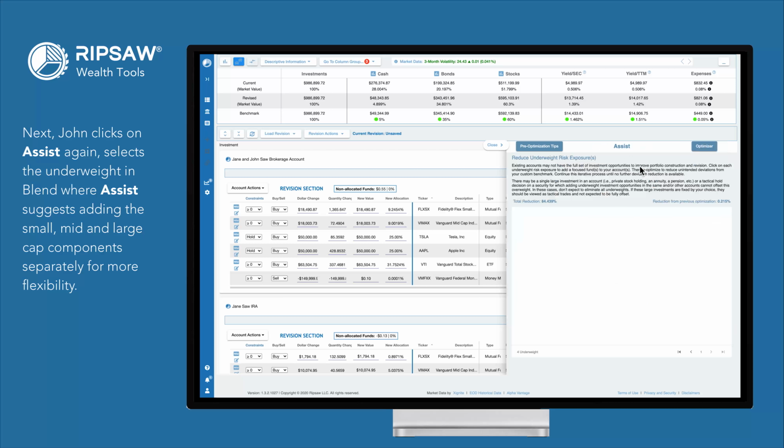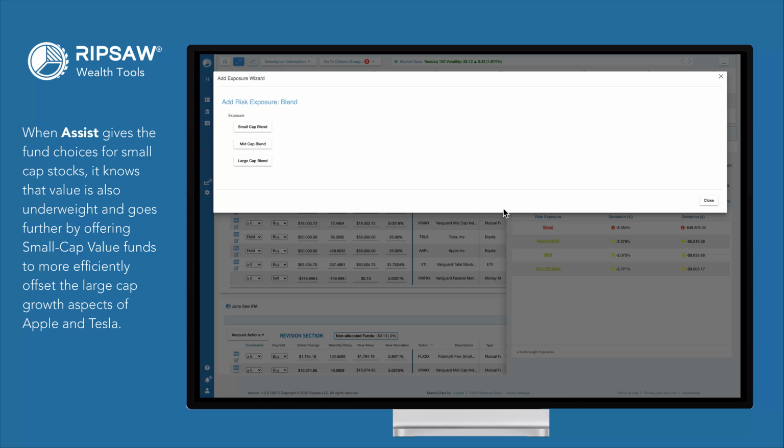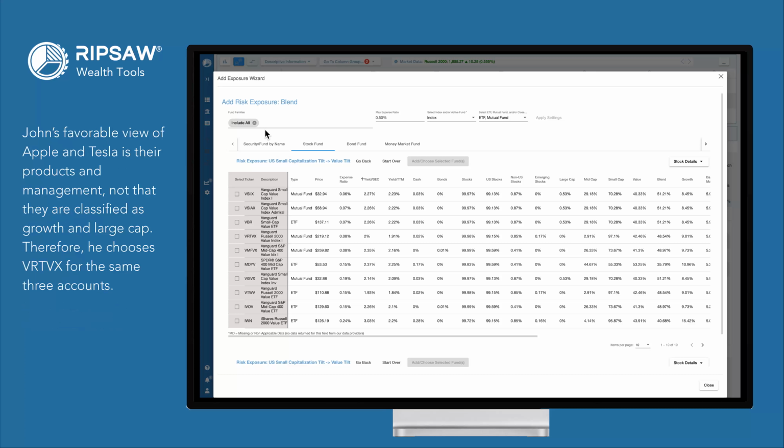Next, John clicks on Assist again, selects the underweight in blend, where Assist suggests adding the small, mid, and large cap components separately for more flexibility. When Assist gives the fund choices for small cap stocks, it knows that value is also underweight and goes further by offering small cap value funds to more efficiently offset the large cap growth aspects of Apple and Tesla. John's favorable view of Apple and Tesla is their products and management, not that they are classified as growth and large cap.